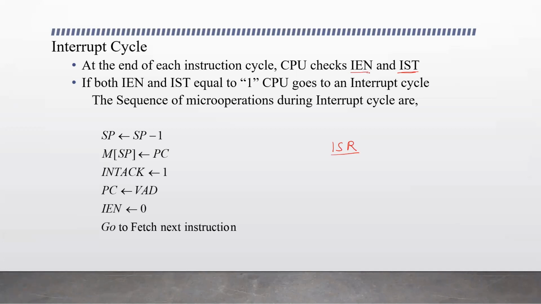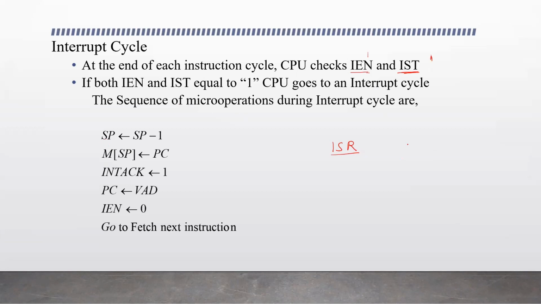The condition for the CPU to service an interrupt is that IEN should be 1, meaning the interrupt is allowed at that moment, and IST should be 1, meaning there is an interrupt request. When IST and IEN are 1, the CPU goes to the interrupt cycle to execute the interrupt service routine. What is the sequence of micro operations done during this interrupt cycle?